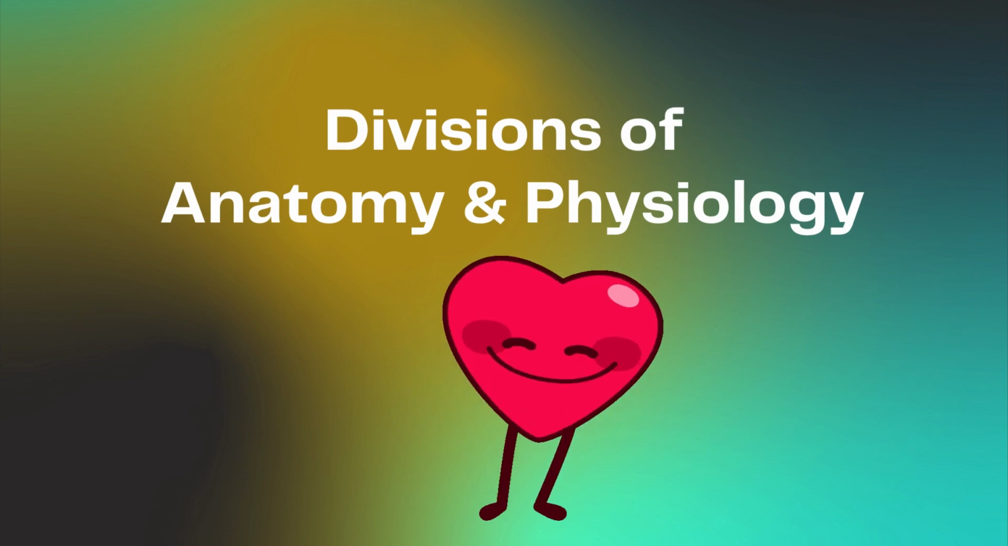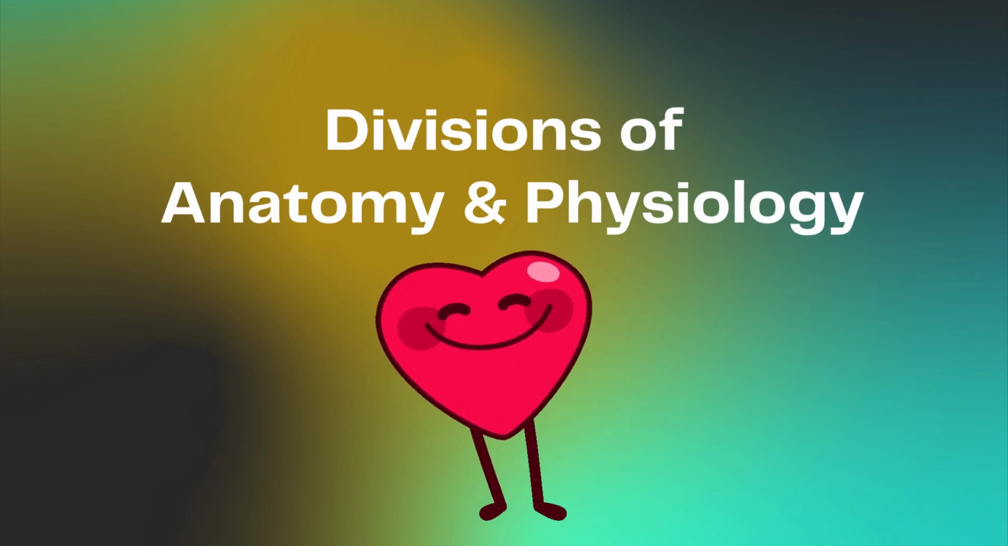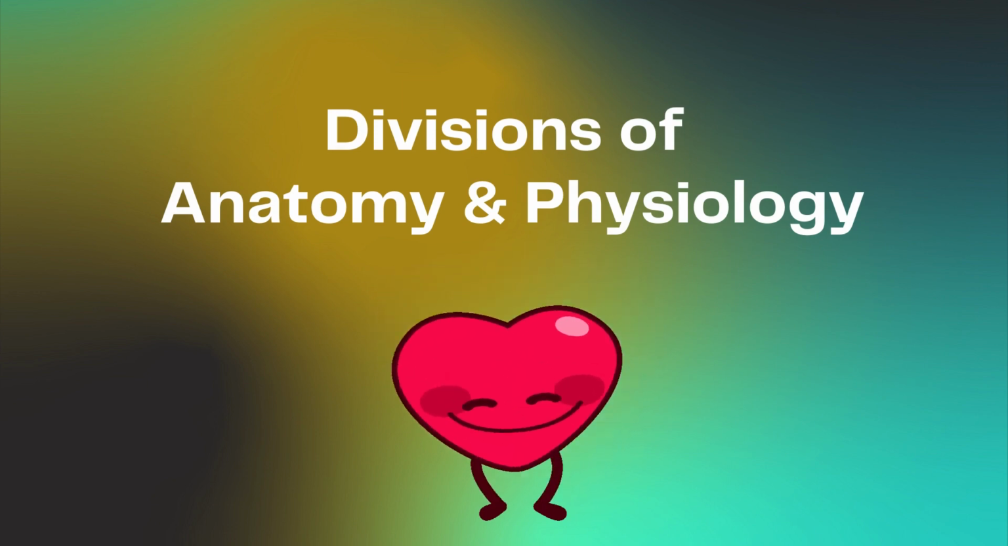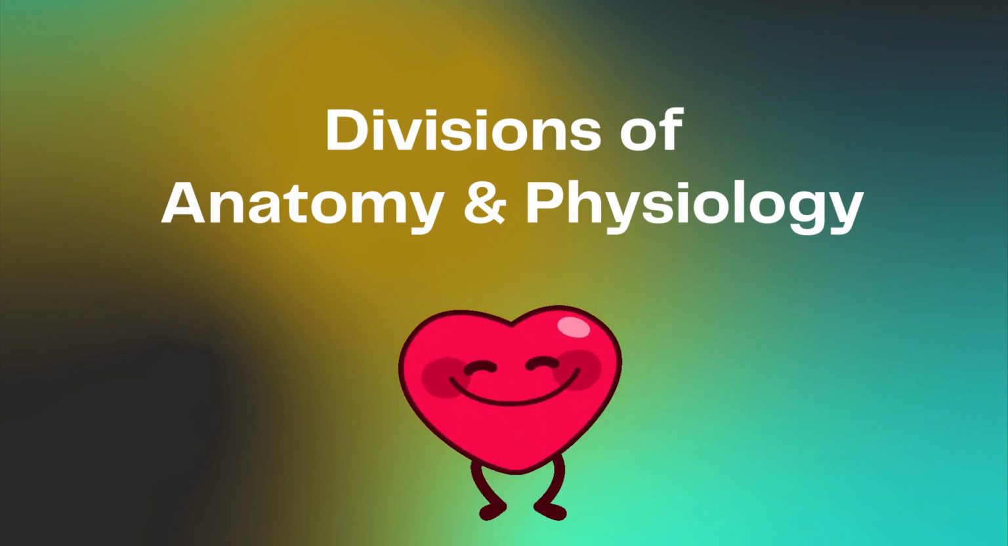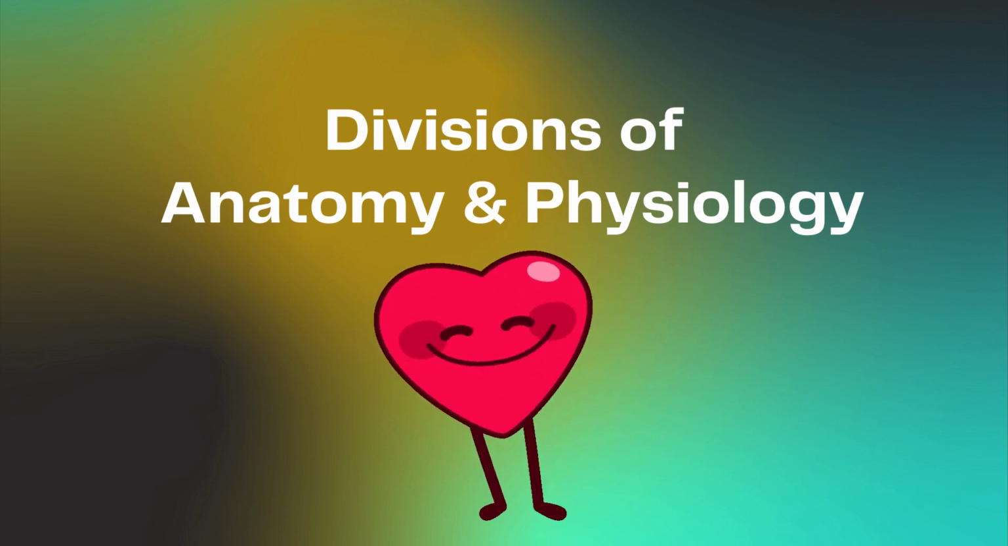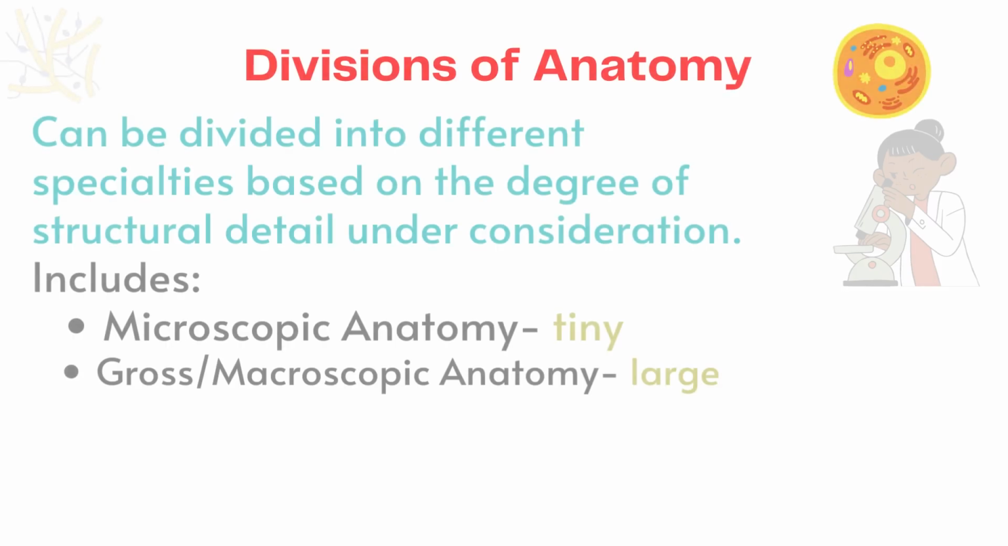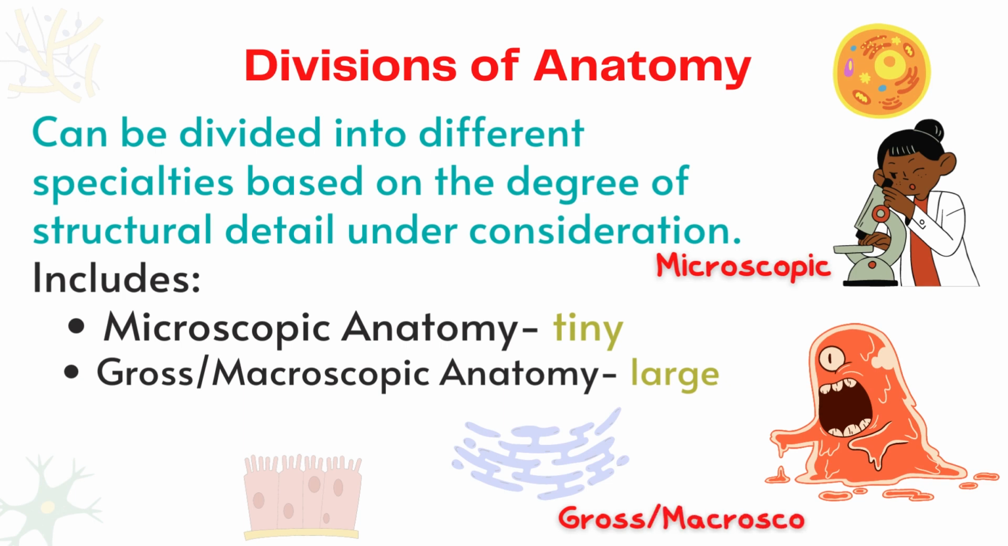Now, of course, this being a large field, we have some divisions. Okay, so we have certain approaches under which we can study this course of human anatomy and physiology. So let us start with the divisions of anatomy. So the divisions of anatomy are usually divided into different specialties, and this one is based on the degree of structural detail under consideration. So what I'm saying is that you will choose to study human anatomy by focusing on two major fields.